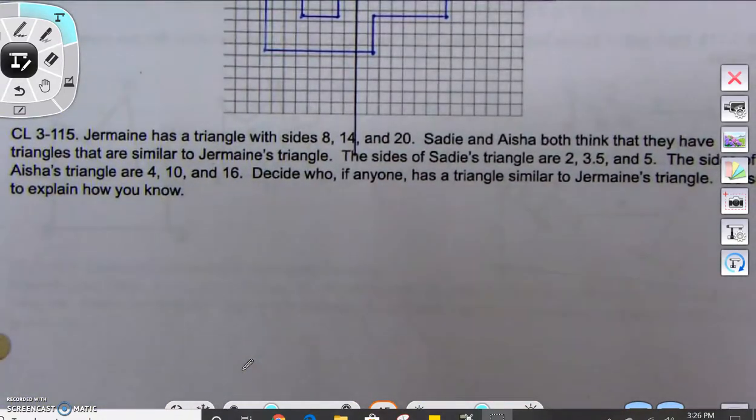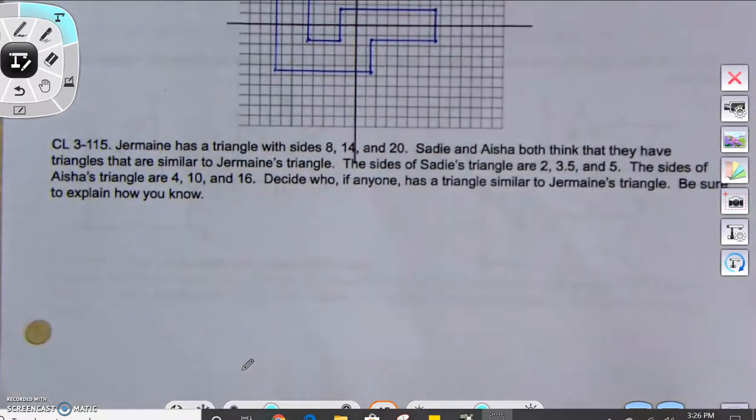All right, so 3.1.5. Germain has a triangle with sides 8, 14, and 20. Sadie and Aisha both think that they have triangles that are similar to Germain's triangle. The sides of Sadie's triangle are 2, 3.5, and 5. The sides of Aisha's triangle are 4, 10, and 16.